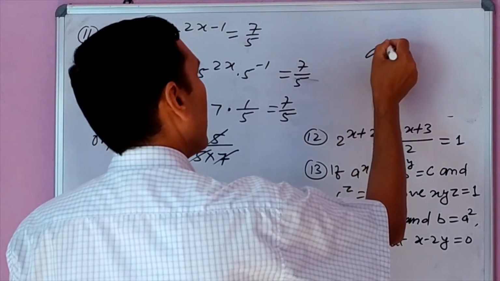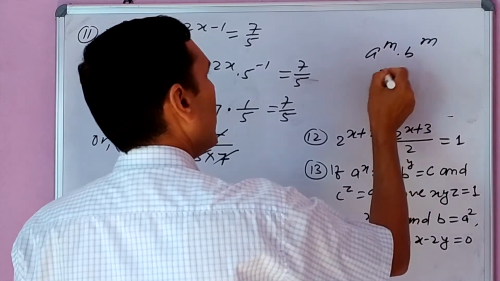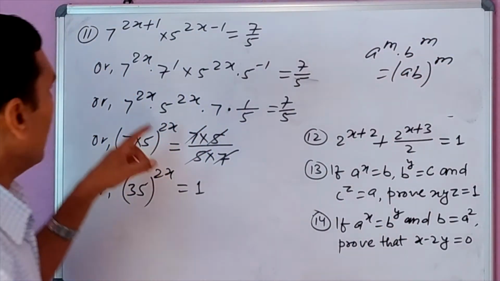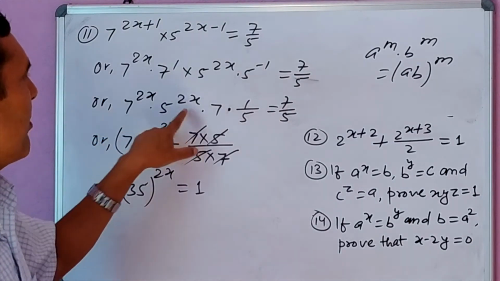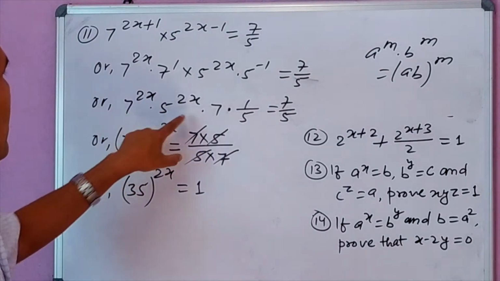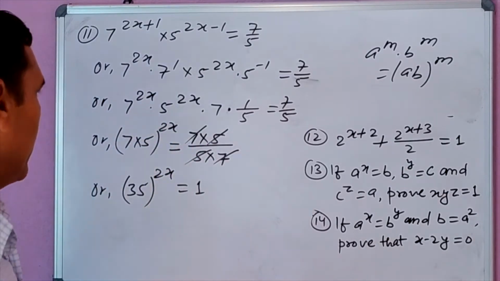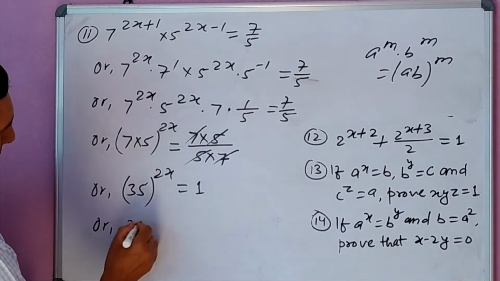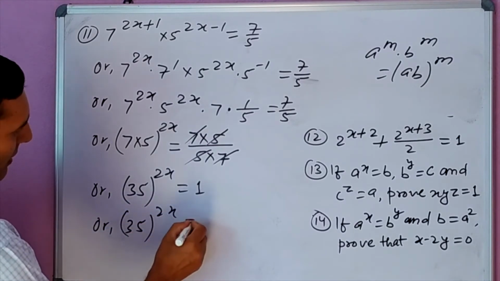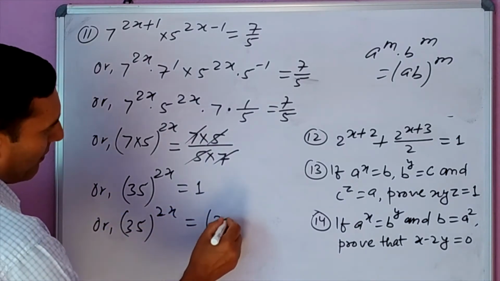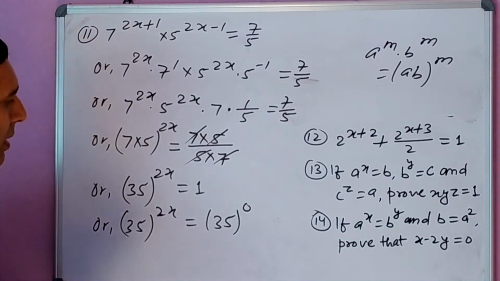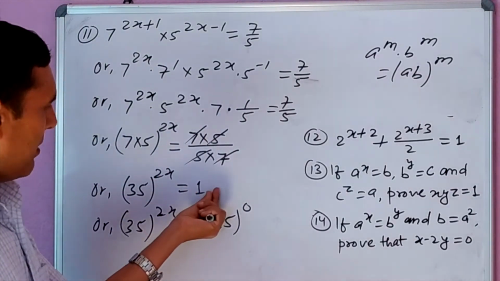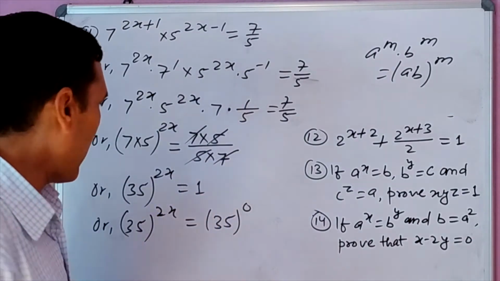Okay, look at one thing. If we have a to the power m into b to the power m, don't be confused. We can write a into b to the power m. I have done the same thing here. 7 to the power 2x into 5 to the power 2x is 7 into 5 to the power 2x. So 35 to the power 2x. For this one, we can write 35 to the power 0. When we have 1, we can get it by raising any base to the power 0.